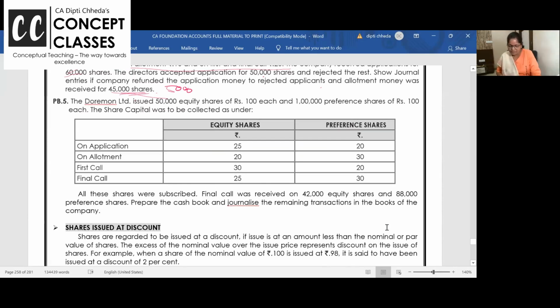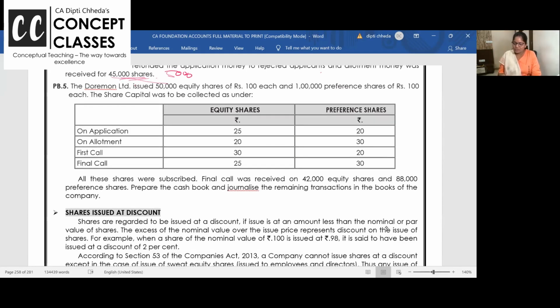Doraemon, he says it is very favorite, no, with the fan on his head. Doraemon Limited issued 50,000 equity shares and preference shares also. Application, allotment is all given to you. I didn't teach you, but for preference shares also the entry will be the same. What journal entries you make for equity shares, the same will be there for the preference shares also. Only the name will change: bank to equity share application, bank to preference share allotment. All these shares were subscribed.